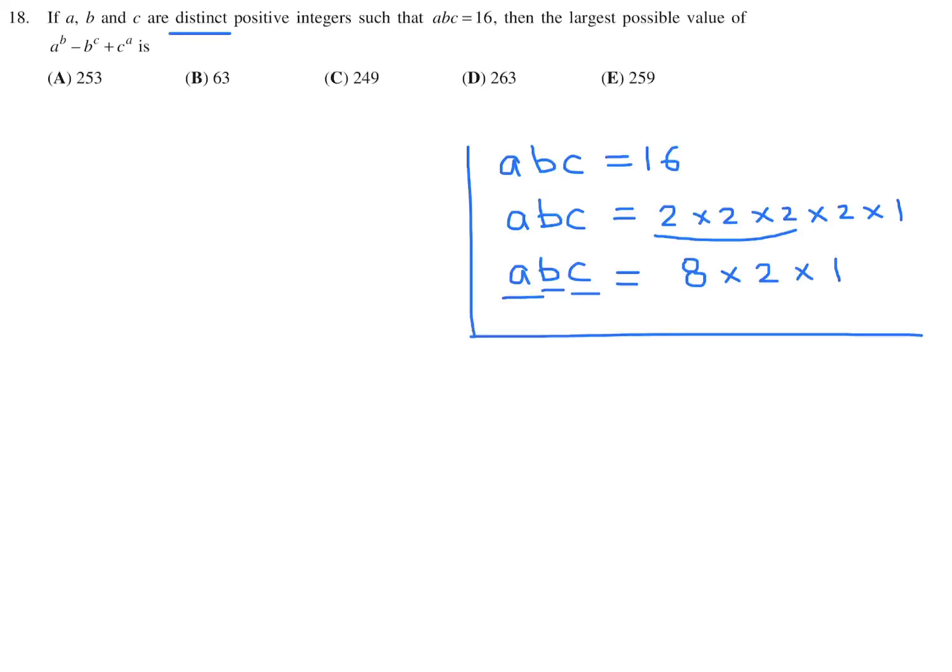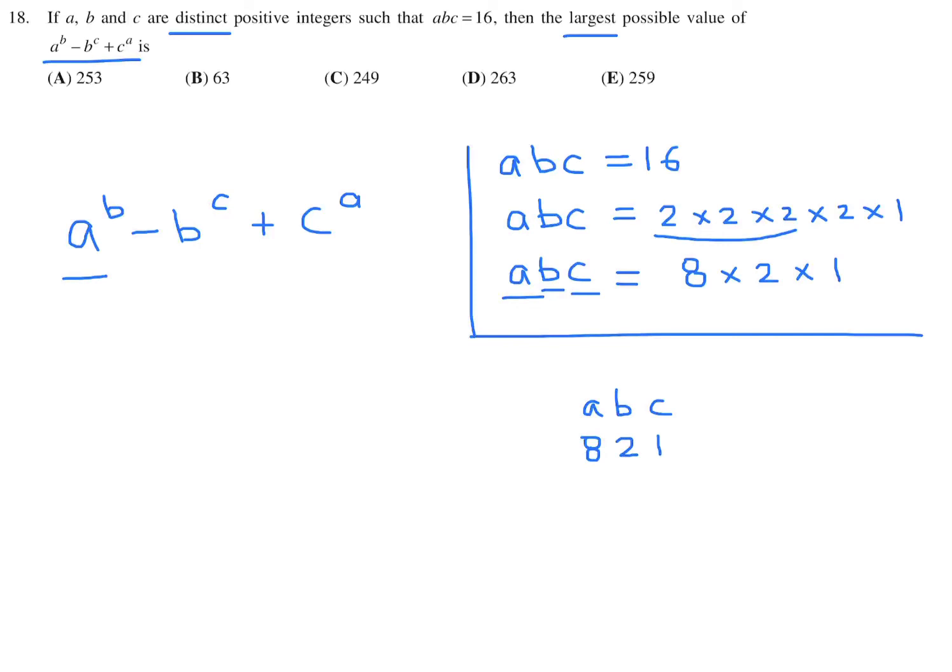All right, so we got that part. Now let's figure out this expression, a to the power of b minus b to the power of c plus c to the power of a. And we want to make it largest as possible. All right, so just let's trial and error here. The first thing I notice is because we want it the largest, we want this to be large as possible. So I'm going to make a the 8. And let's just do 2 and 1, and then we can kind of go from there.